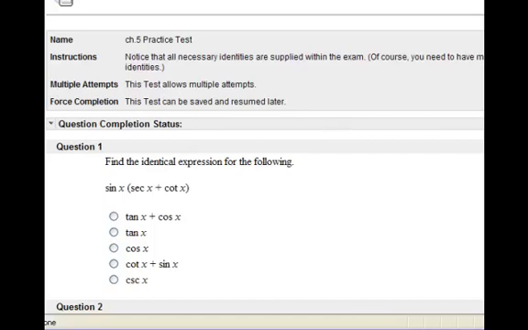So this first one here is: find the identical expression for the following: sine times secant plus cotangent. And so, let's see. So question 1, sine x times secant x plus cotangent x.